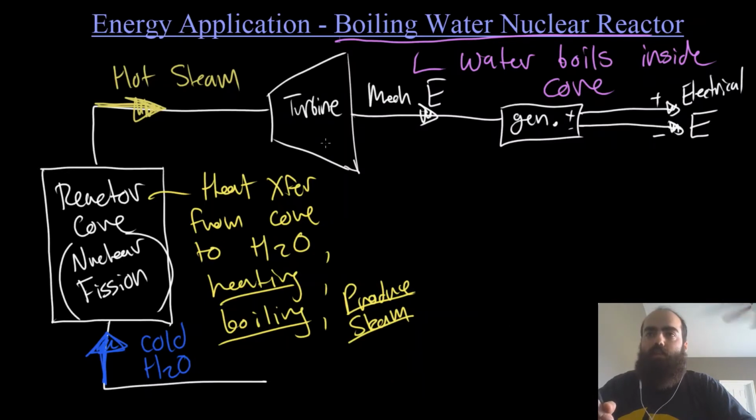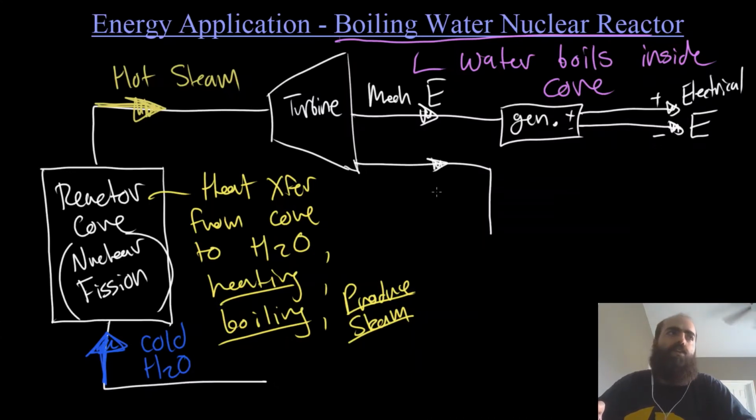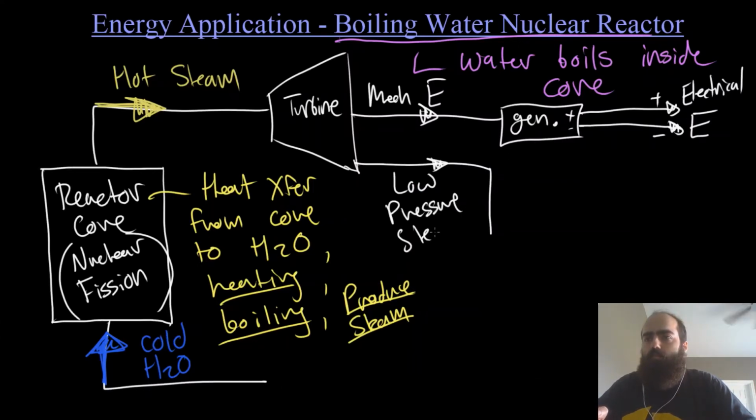So basically, the hot steam goes into the turbine, and you have a conversion of the kinetic energy of the steam into mechanical energy. But the steam, once it goes through the turbine, is actually still steam. So what exits the turbine is still steam, but you have taken away its energy. You can think of what's coming out of this as being low pressure steam, taking away its kinetic energy in the turbine.